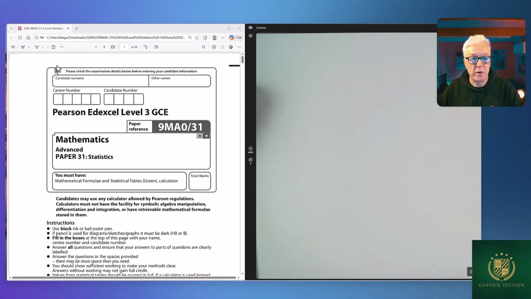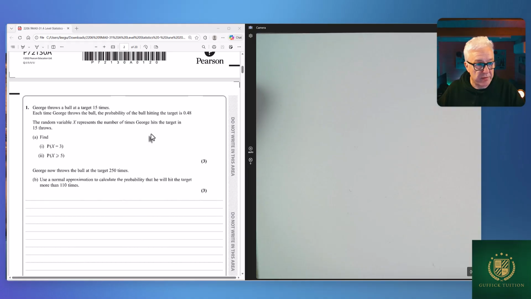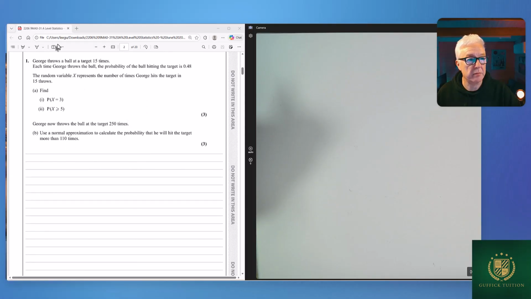Hello everyone, this is question 1 from 2022 statistics, and we've got a question on the binomial and the normal distribution. It says George throws a ball at a target 15 times. Each time George throws the ball, the probability of the ball hitting the target is 0.48. Use a random variable x to represent the number of times that George hits the target in 15 throws. Find the probability of x equals 3 and the probability that x is greater than or equal to 5.